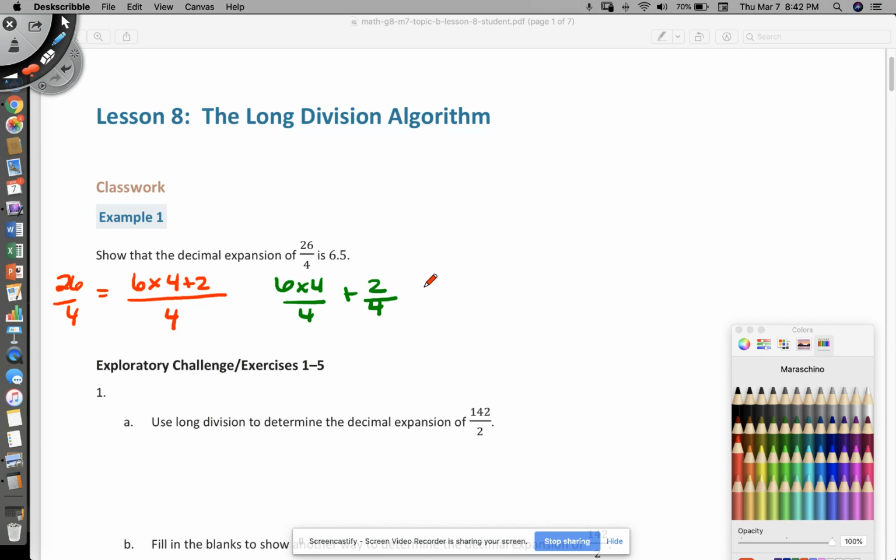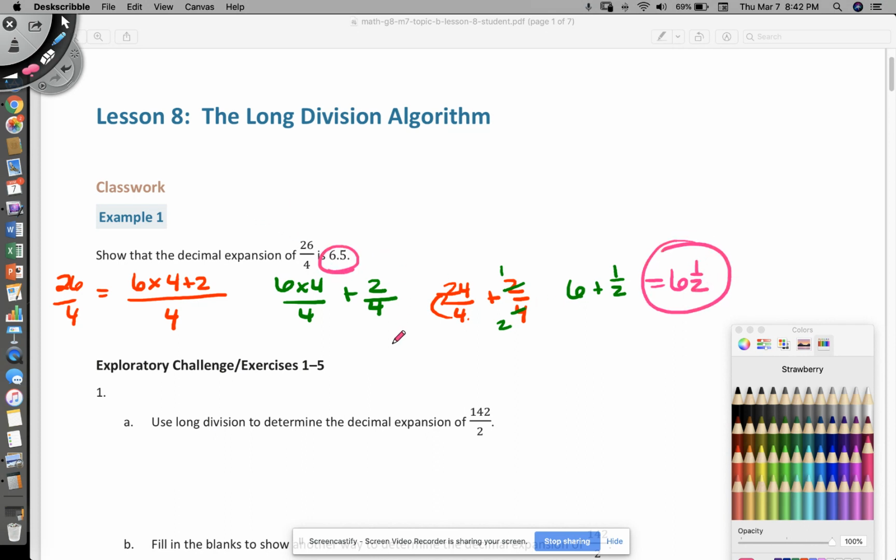Now I'm going to write this. 6 times 4 gives me 24 over 4 plus 2 fourths. And I know that 4 can go into 24 6 times. So I'm going to go ahead and make this a 6 plus 2 fourths. And I know 2 fourths can break down into 1/2. So this is 6 plus half, which will give me my final answer of 6.5. So that's how it winds up being 6.5.